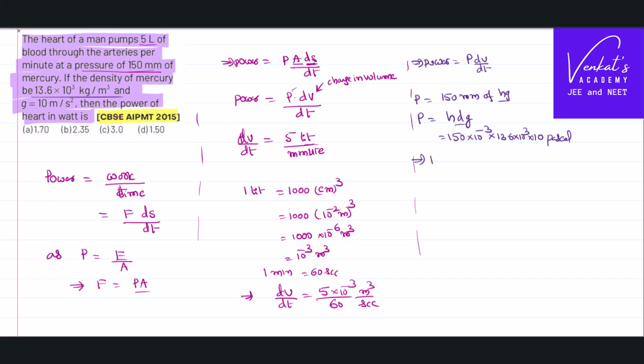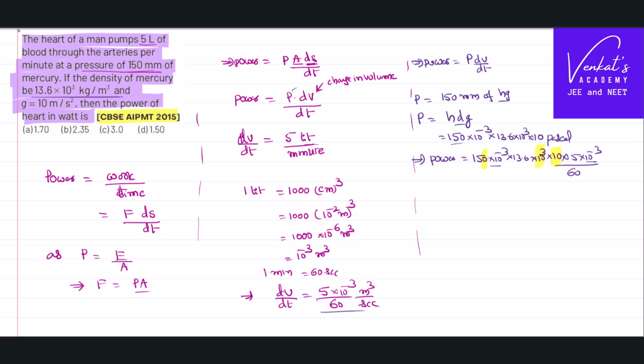So knowing everything, now I can calculate the power. P is 150 into 10 power minus 3 into 13.6 into 10 power 3 into 10, that is the pressure, into dV by dt, which is 5 into 10 power minus 3 by 60. This has to be simplified. See, 10 power minus 3 minus 3 is minus 6. And what other 10 powers are there? This is 10 power 1, this is 10 power 3, 10 power 4, and this is one more, 10 power 5. Right? So what is the value?